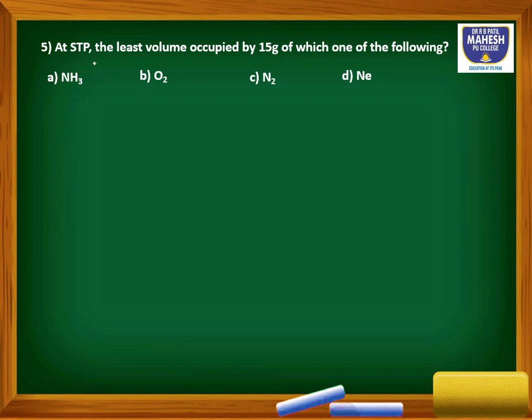Next question is, at STP, the least volume is occupied by 15 gram of which one of the following? Nitrogen, molar mass is 14 plus 3, that is equal to 17.